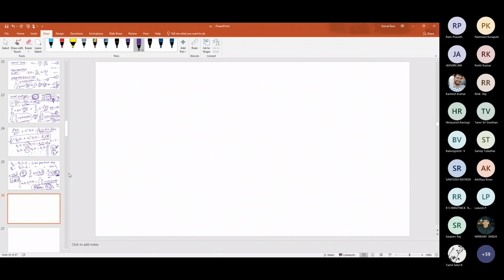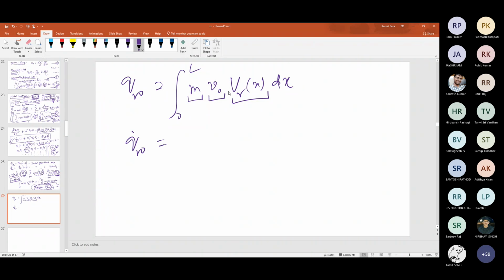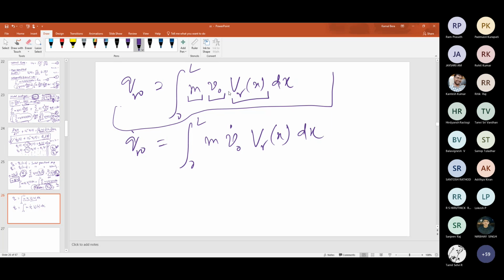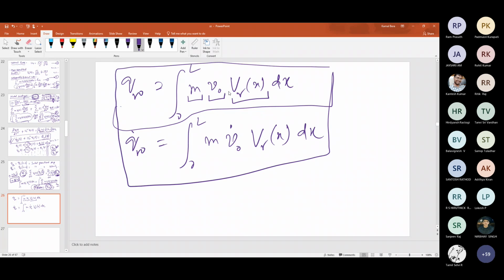Okay, it will be very simple. So Q_r0 I got as integral of 0 to L of m v0 into V_r(x) dx. This is the rth mode shape, this is the initial displacement, and the mass per unit length integrated, you get this. Q_r0 dot, the initial velocity in the modal coordinate, will be m times v0 dot, nothing else. It is analogous to the multi-degree of freedom discrete system.